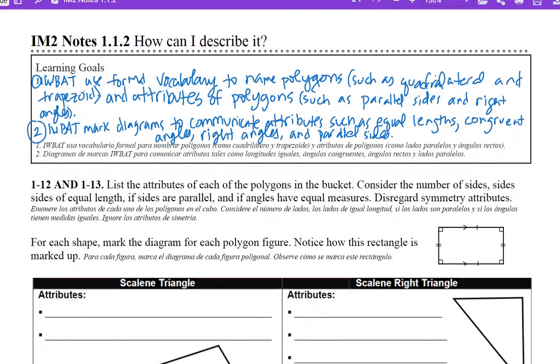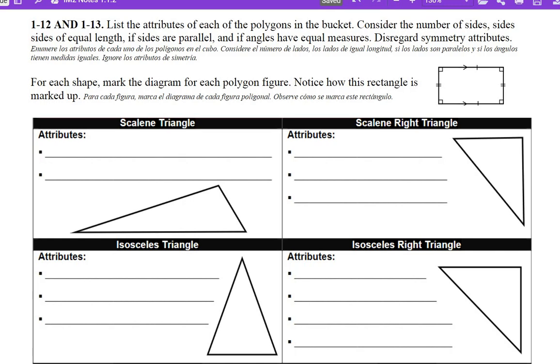Okay, let's go. We start with problems 1-1-2 and we're combining it with 1-1-3. We're going to list the attributes of each polygon from our polygon bucket in the last lesson. We consider the number of sides, sides of equal length, whether or not sides are parallel, and if angles have equal measure. We're going to disregard symmetry for now. So for each shape, we'll be marking the diagram for each polygon figure, and we'll list any attributes that we can come up with. The first shape is scalene triangle.